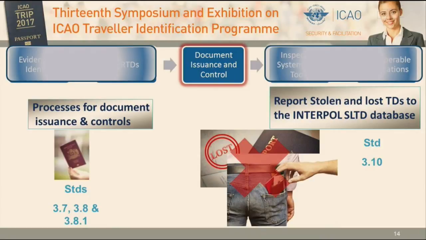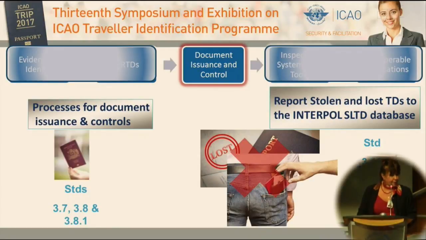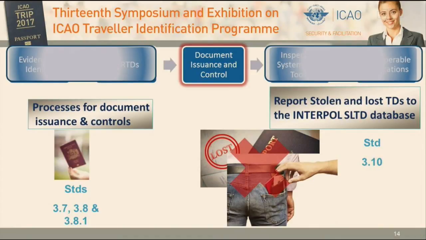The third element, document issuance and control. As per standards 3.7, 3.8, and 3.8.1, there is a need to respect certain processes for document issuance and control. There is also a standard, standard 3.10, to report stolen and lost travel documents into the Interpol SLTD database.